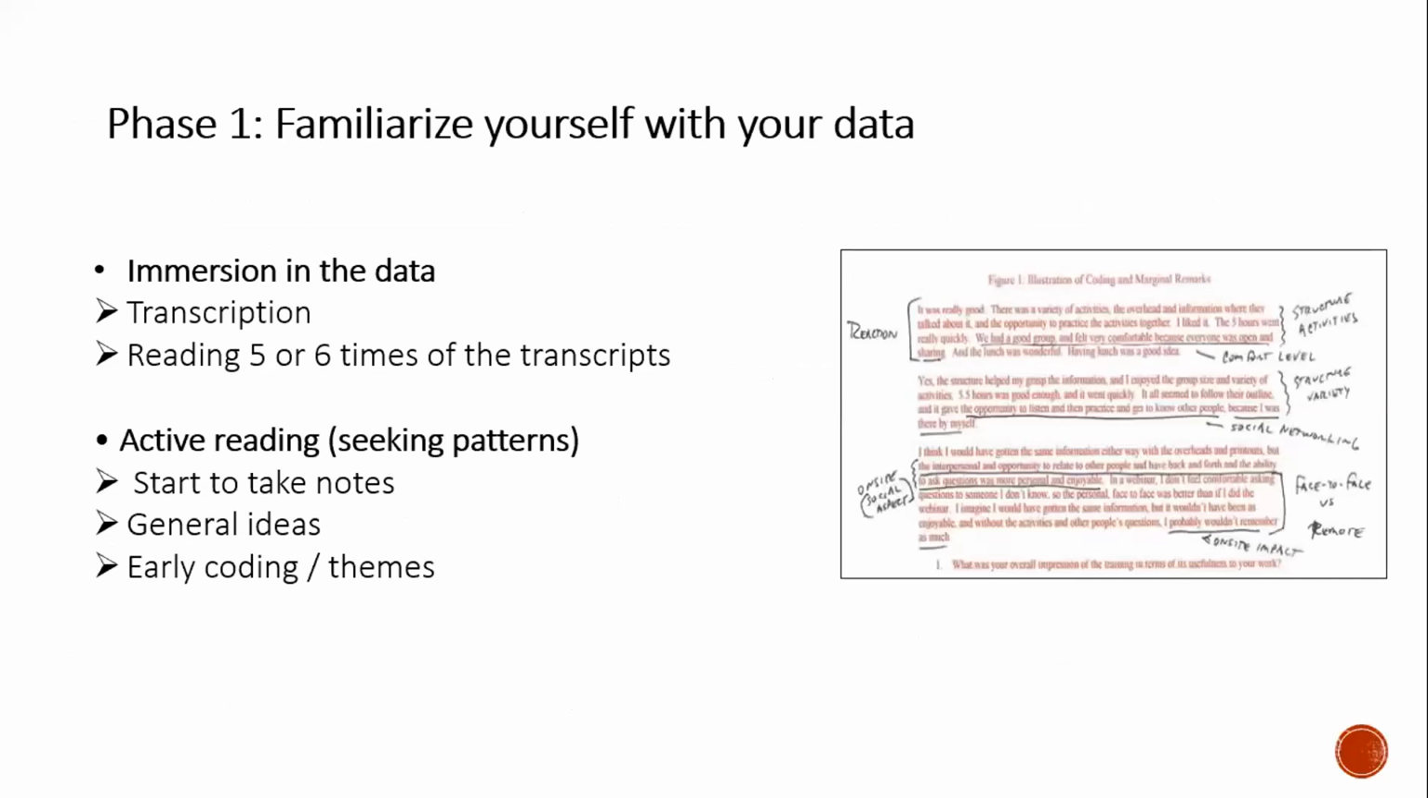Now we go back to our first phase of the analysis after we have talked about the transcription. After we finish the transcription, we need to read and read and read the transcript. We need like 5 to 6 times of reading, and this needs to be active reading. Through reading, we need to start taking notes. We write our general idea about the transcript. Maybe at this phase we start with early coding. Maybe we have initial ideas about what themes we have. So reading the transcript again and again is very important at this stage.